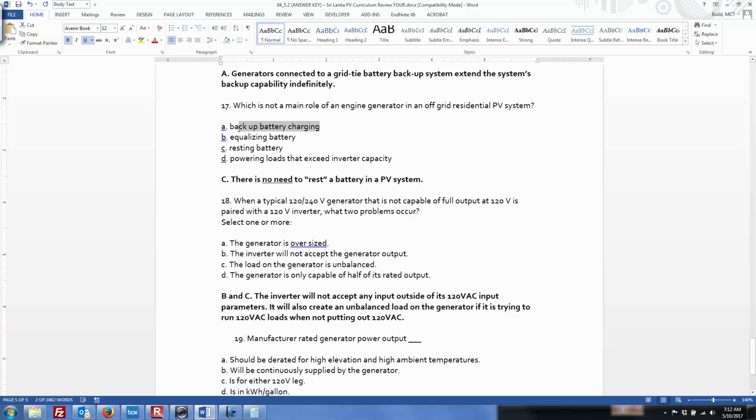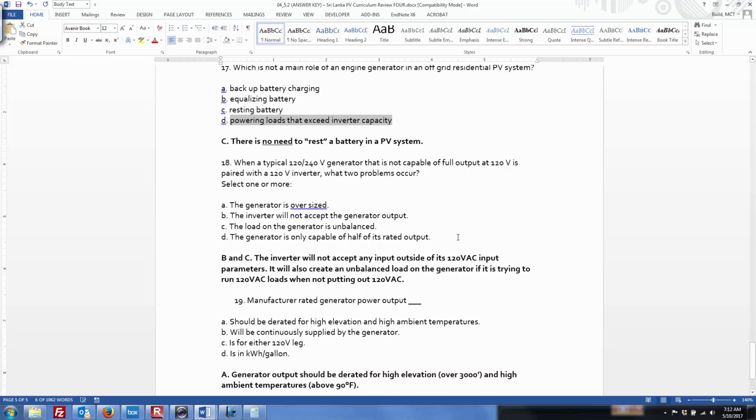So it is used, of course, if your batteries go down, you need backup charging. They can also equalize the batteries. It's important that all of the batteries be at the same voltage, and if you need extra capacity, then the generator can come on. Okay, and so as we saw before, there is no need to rest a battery.